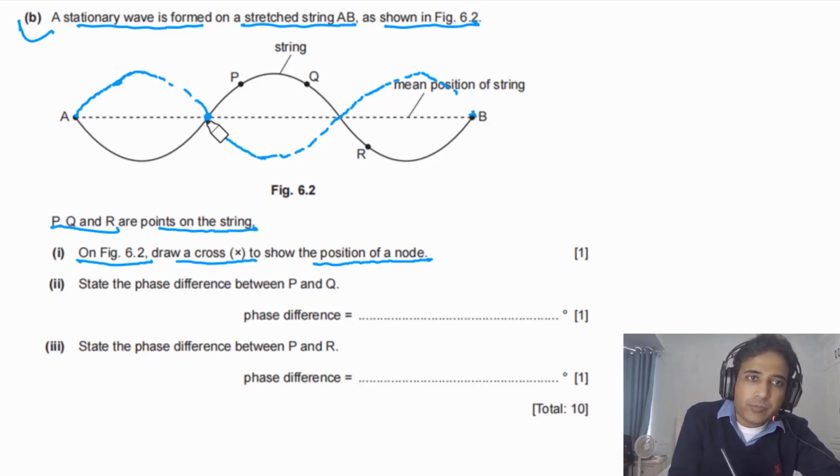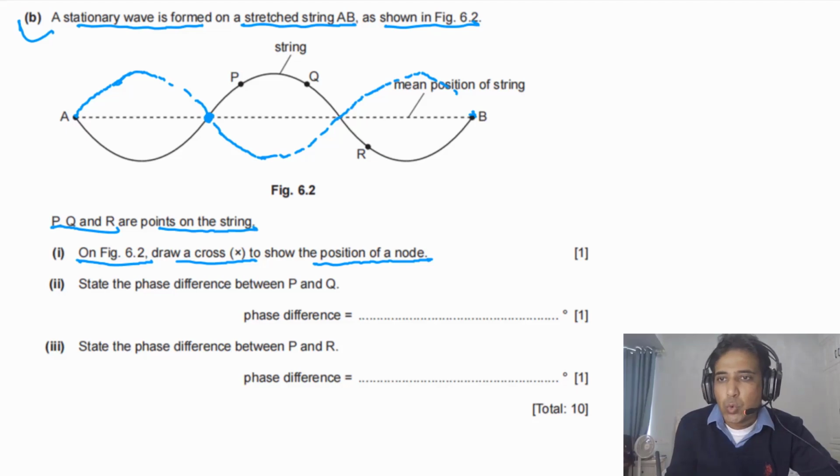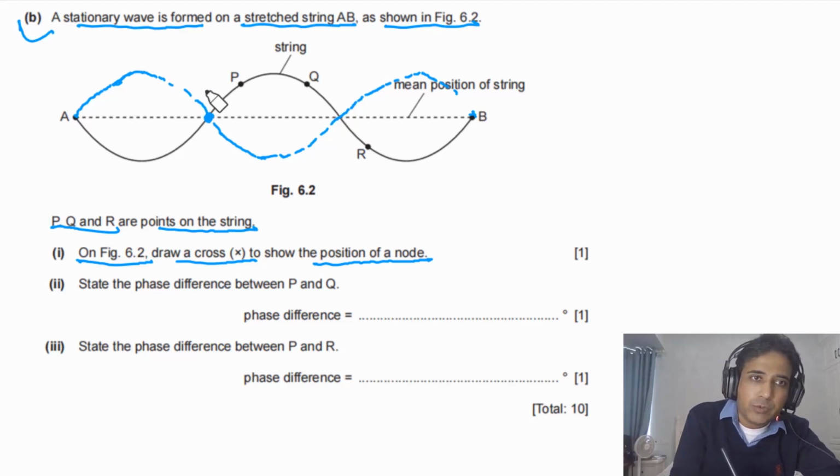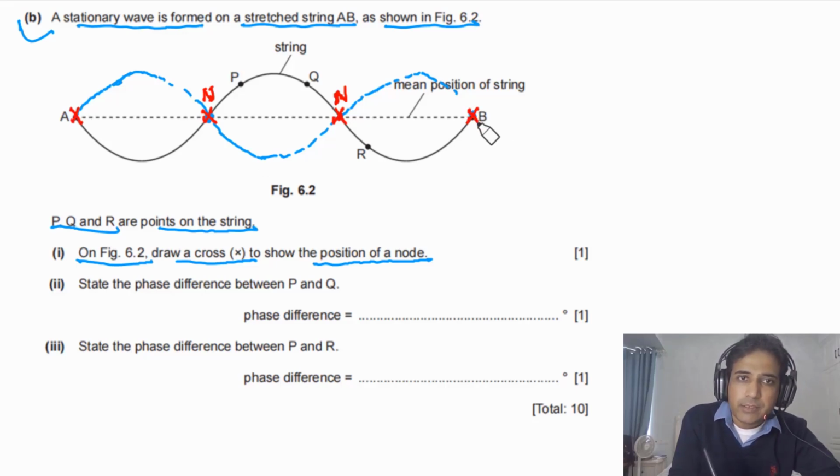Now if you look, this point is the node. This point is a node, meaning the particle at this point has zero displacement, and the particle at this point also will have zero displacement. So simply you can label this point x, or you can label this point x, even you can label this one x. Any point you label, that is a node. So these are nodes. If you want to write N here, you can write it down. So this is how you need to answer part 1.